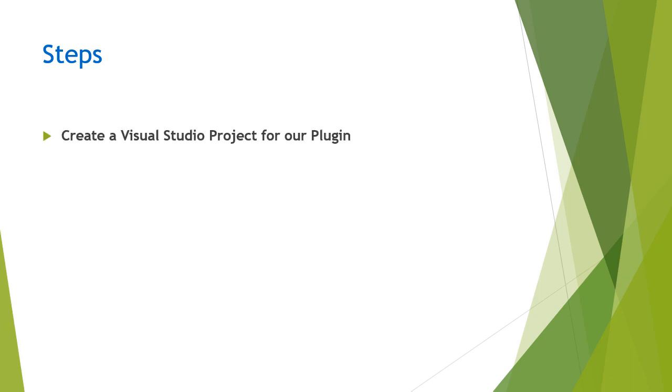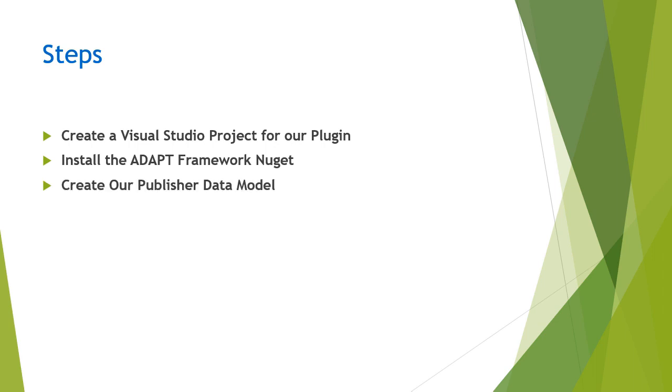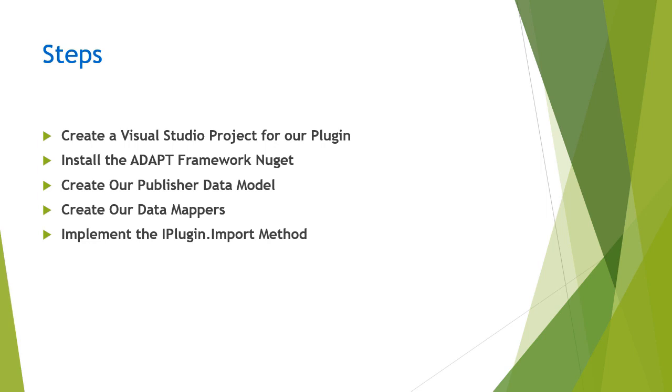First, we're going to need to create a new .NET Core class library project using Visual Studio. Next, we'll install the Adapt framework using the package manager. After Adapt is installed, we can create our data model, which we'll discuss in just a moment. And after we create our model, we need to create some data mapper helpers to map from our data model to the Adapt data model. Finally, we'll implement Adapt's IPlugin interface and make use of the Import method to perform our runtime work.